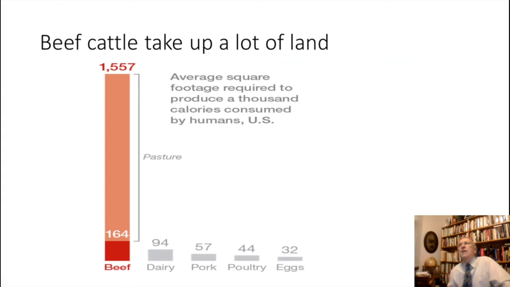But environmentally, beef cattle take up a lot of land. This is from a very recent issue of National Geographic, these slides. And this is a measure of the average square footage that beef cattle use compared to dairy cows, hogs and pigs, poultry, and land used for chickens that are producing eggs.